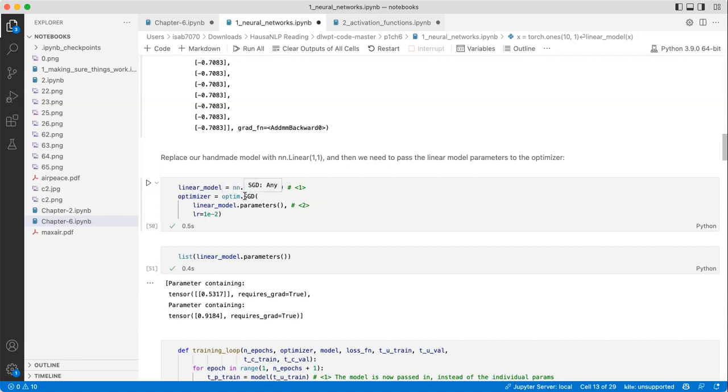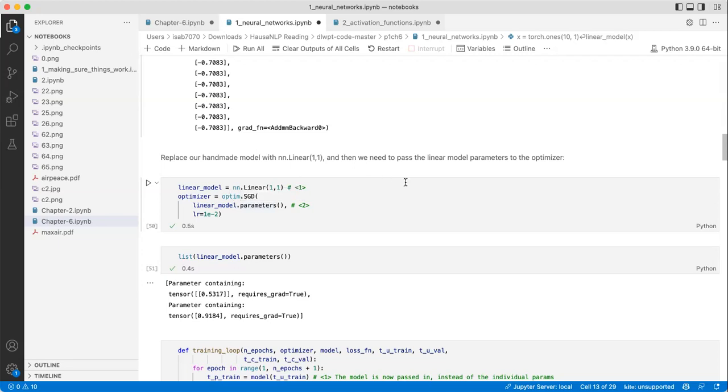Then we have to define our optimizer. This one is stochastic gradient descent, right? Yes, vanilla stochastic gradient descent. So this is how we define our optimizer. We don't have to define our parameters individually; we just call linear model dot parameters, and then we define our learning rate. This parameters call will automatically supply all the parameters needed in the model.